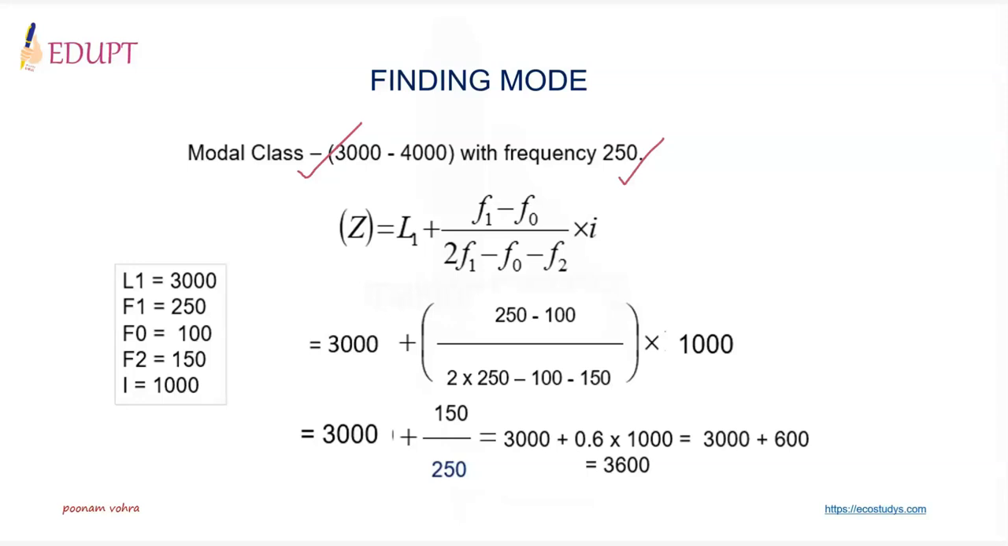So looking at the information, L1 is 3000, F1 is 250, that is frequency of the modal class, F0, frequency of the class preceding the modal class, is 100, F2, frequency of the class succeeding the modal class, is 150, and class interval is 1000. Now applying the formula, L1 plus F1 minus F0 divided by 2F1 minus F0 minus F2 into I. Substituting the values and then calculating it, we get 3600 as the mode. That is the answer. That is 3600 is the modal wage of workers.